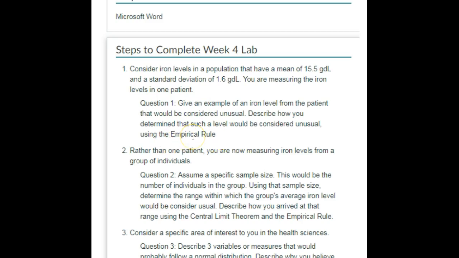With the empirical rule, find the values that would be 1 standard deviation, 2 standard deviations, and 3 standard deviations away from the mean, and come up with a value that would be unusual and explain why that's unusual.